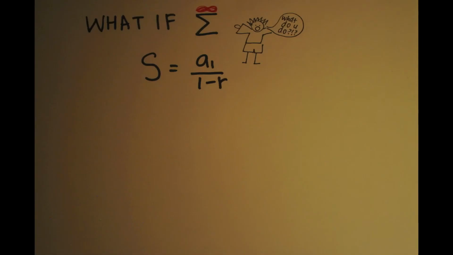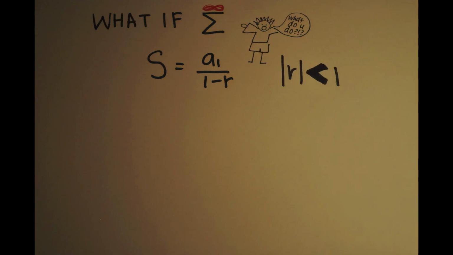But that's not all. What do you do if the question asks for a sum that goes to infinity? In this case, you use a sub 1 over 1 minus r. R must be a positive number less than 1. In this problem, a sub 1 is 2 and r is 0.4. You can then simplify and find the answer.